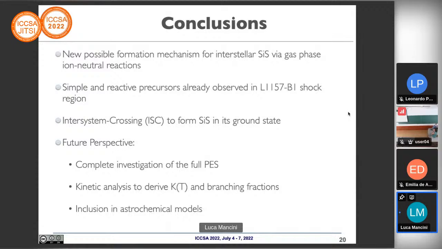So the future perspectives, together with a complete investigation of the potential energy surface, are a kinetic analysis to derive the rate constant and branching fractions, in order to include this new data in the astrochemical model and to see if these reactions can be considered possible and valid alternatives for the formation of silicon sulfide in the interstellar medium and improve the astrochemical databases.